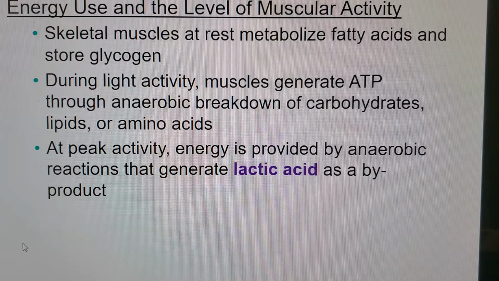Skeletal muscles at rest metabolize fatty acids and store glycogen. During light activity, the muscles generate ATP through aerobic breakdown of carbohydrates, lipids, and amino acids. At peak activity, energy is provided by anaerobic reactions that generate lactic acid as a byproduct.